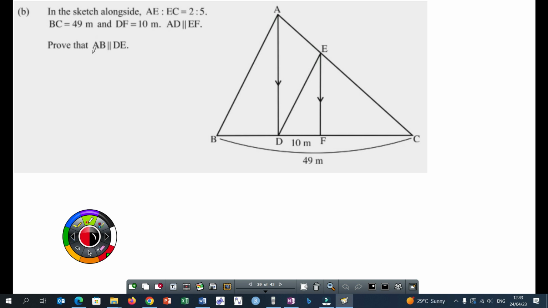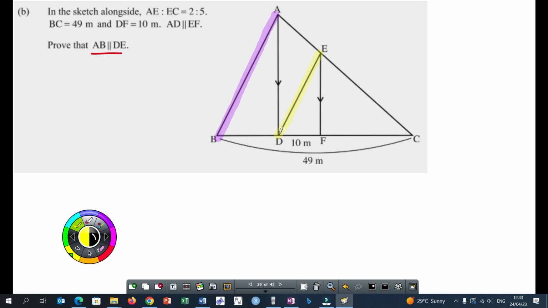You were asked to prove that AB is parallel to DE. Okay? So let me just highlight the two lines. So you're supposed to prove that AB is parallel to DE. So we're supposed to prove that those two lines are parallel. Now, first thing, the lines are not parallel, so you have to prove that they are.